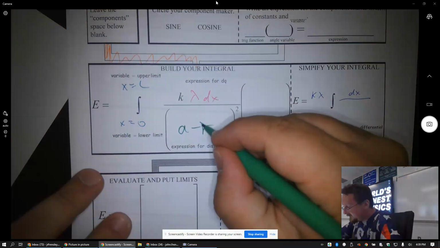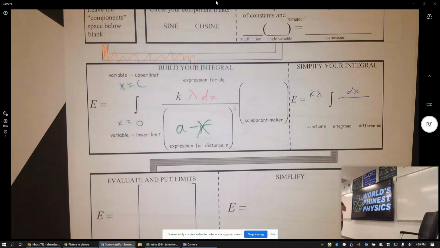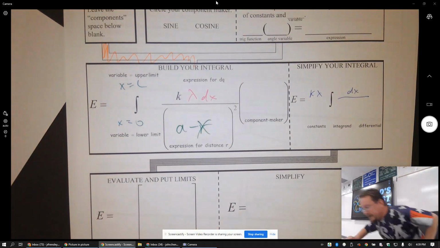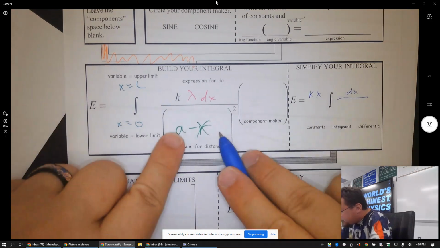Oops, I meant to say a minus x, and there goes the light switch again, right? Okay, school really wants to save money on these super efficient LED lights that probably cost 10 cents to run for 8 years.